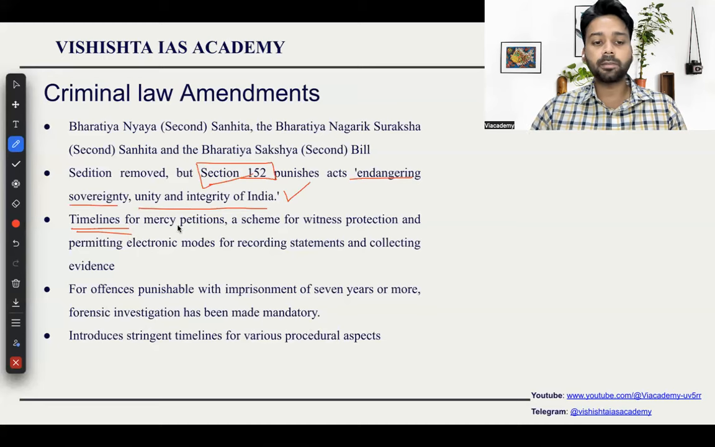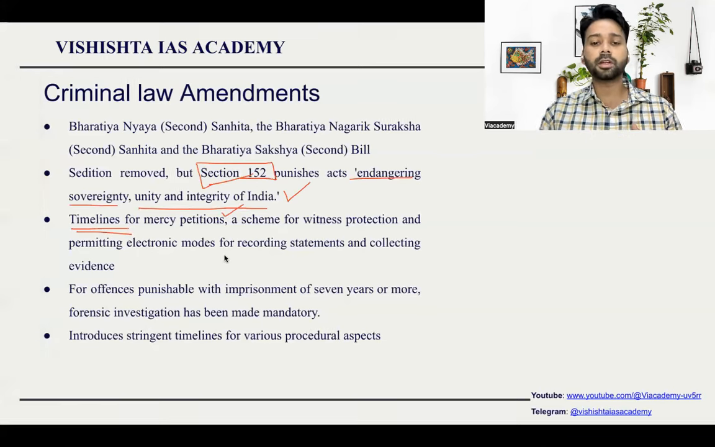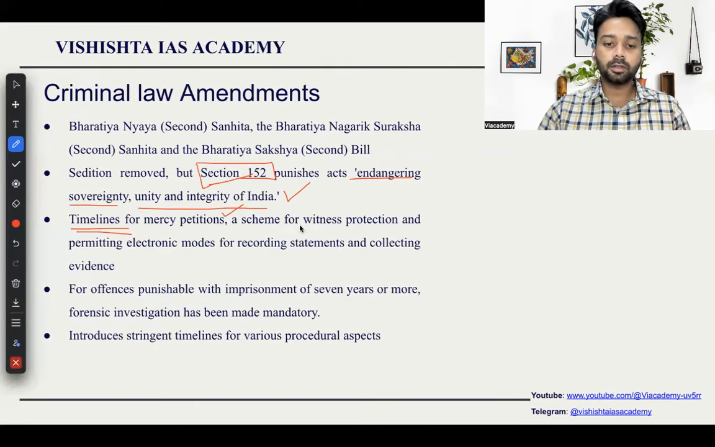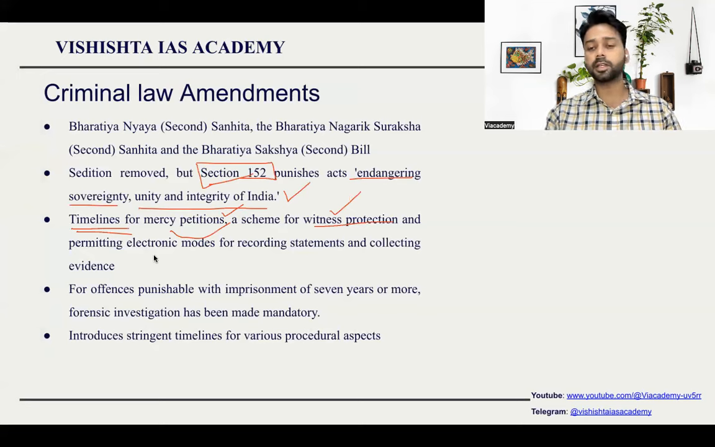Very strict timelines have been given to mercy petitions, because earlier this was a great problem. When someone submitted a mercy petition, they used to take a lot of time. They have also introduced a scheme for witness protection. This was very important. Electronic modes are now permitted for recording statements and collecting evidence.